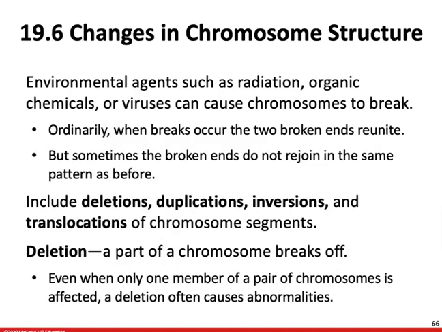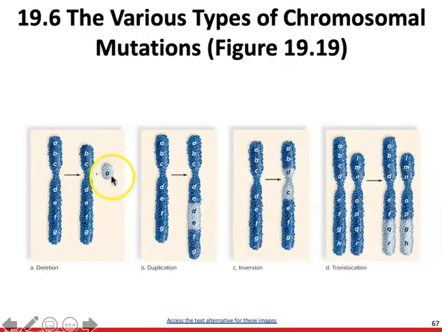A deletion is when a part of the chromosome breaks off. Even when only one member of a pair of chromosomes is affected, the deletion frequently causes abnormalities in the rest of the body. So here's an example of a deletion. In this case, a portion broke off and it just wasn't reunited or brought back on. So this can cause a variety of syndromes like Williams syndrome or Cri-du-Chat. We'll talk about those in just a moment.